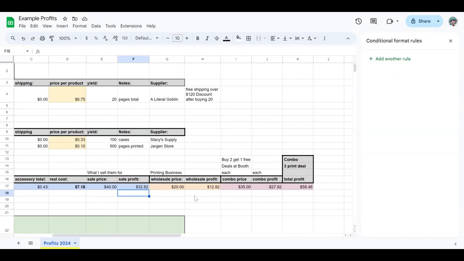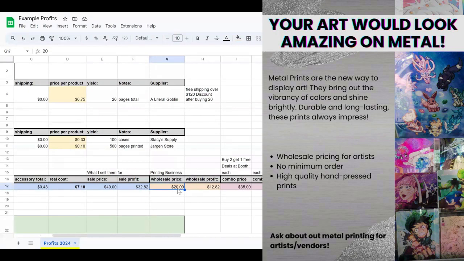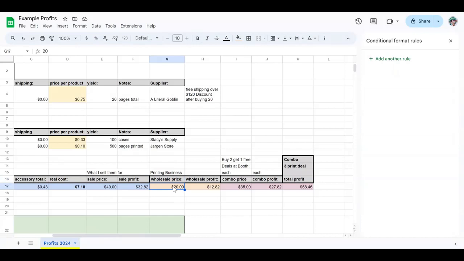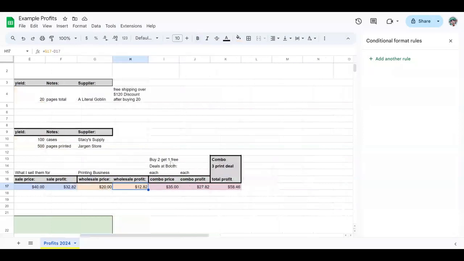I run a printing business also, so you can also do a wholesale cost if you want to create product for other people, and that would just be what you sell an individual one for at wholesale, and then this one will take that minus your real cost and give you your profit for wholesale cost. And then I also at my booth do combos. So I do a buy two get one free. So there's a total of 3 prints being moved in that combo. So I do the combo price, which is buy two get one free. This is how much each one would cost, because I did it individually for some dumb reason.